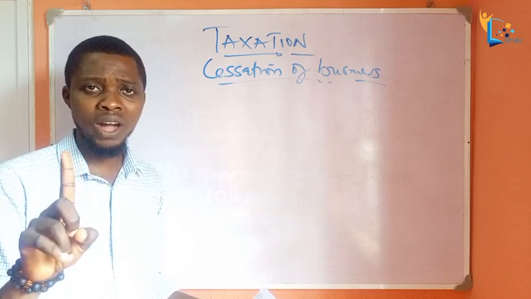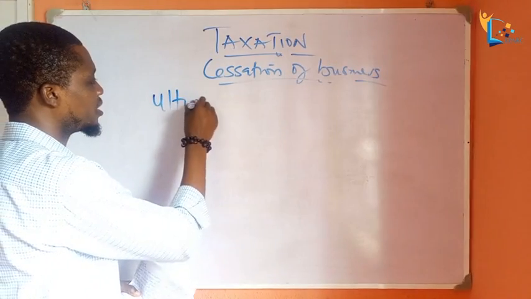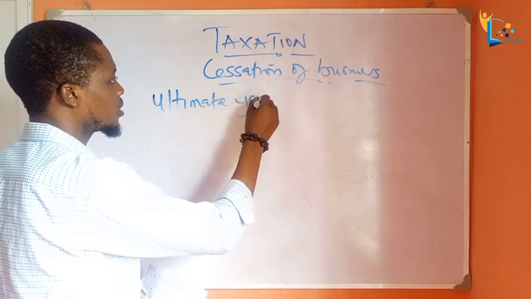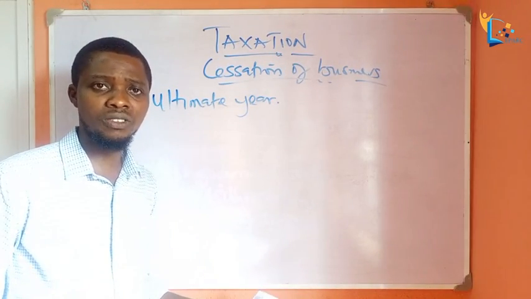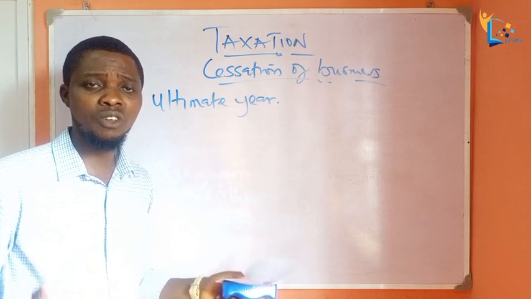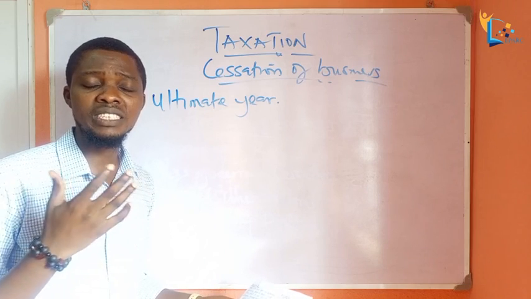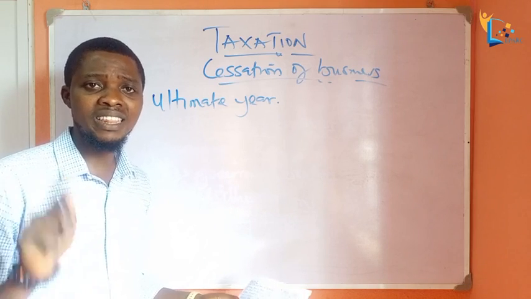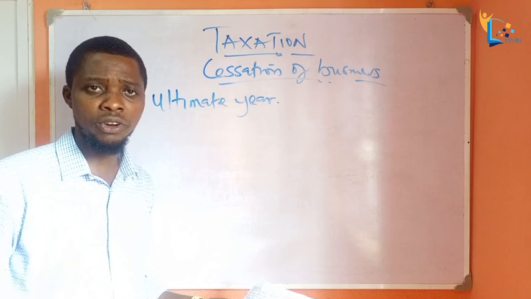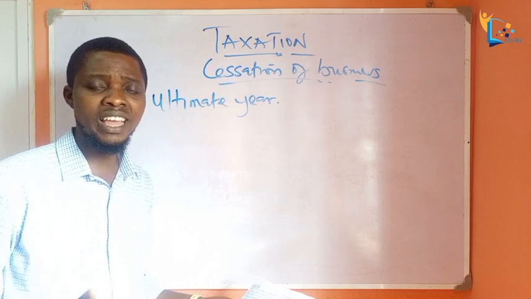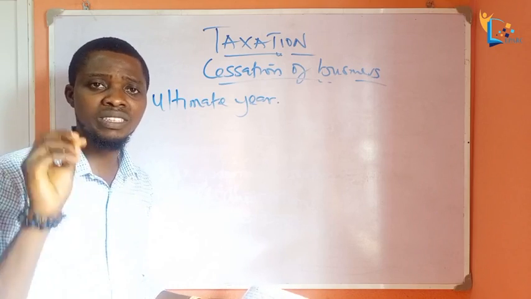Now, number one, we have what we call the ultimate year. The ultimate year is the year the business stops operation, the year in which this business ceases operation. If I stop operation on 1st of June 2009, 2009 is the year in which I ceased operation, and that year is known as the ultimate year.